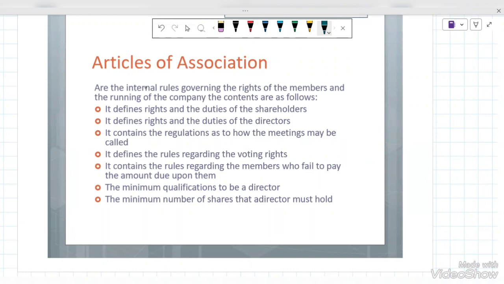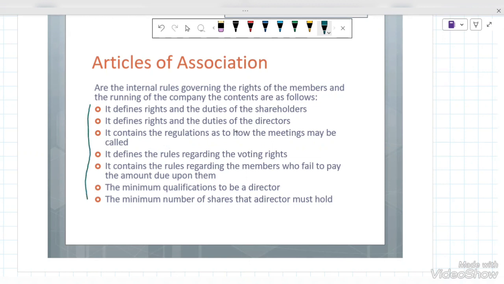So Articles of Association, what is the meaning of it? They are the internal rules governing the rights of the members and the running of the company. The contents are as follows. It basically informs you of the internal rules on how to govern your business and what the rights of the members, the rights of shareholders, are. All the important rights and rules related to our business are very helpful for running the operation smoothly.